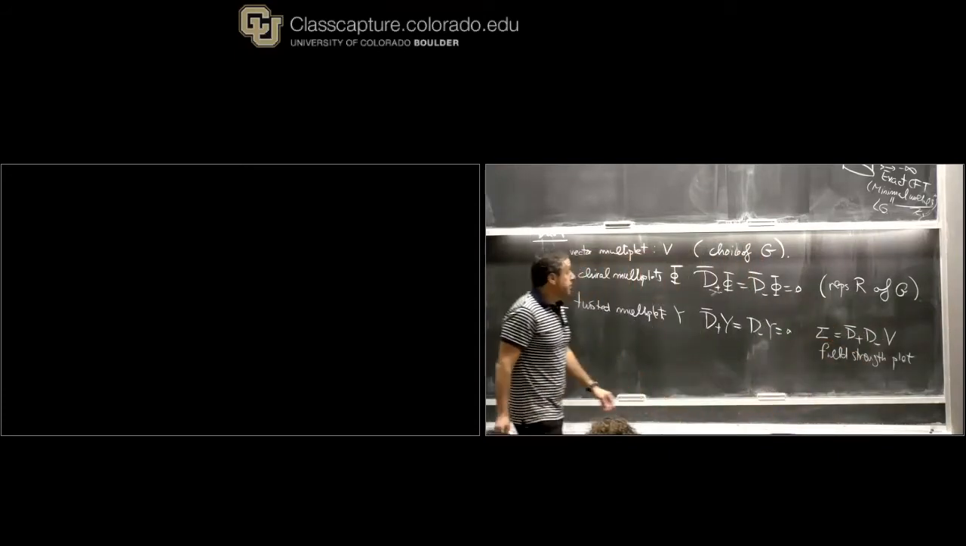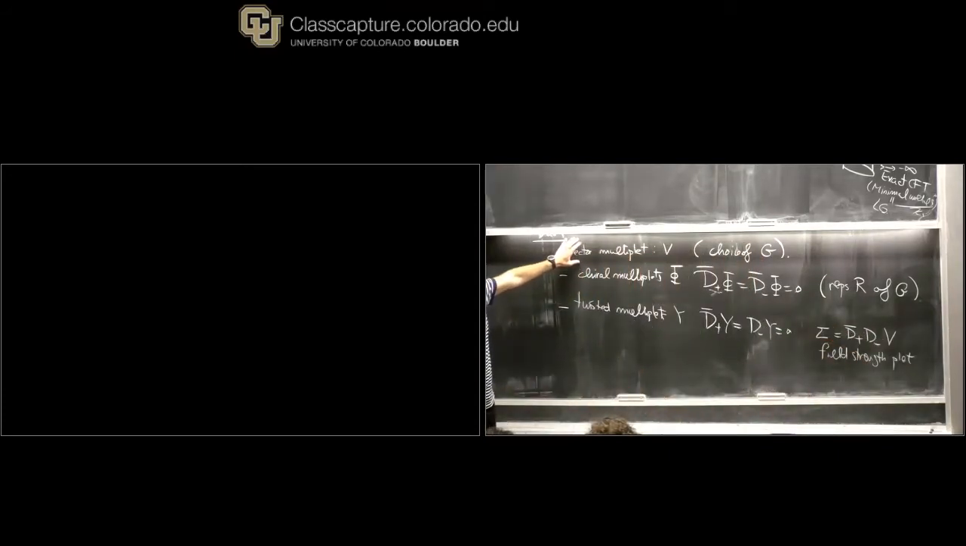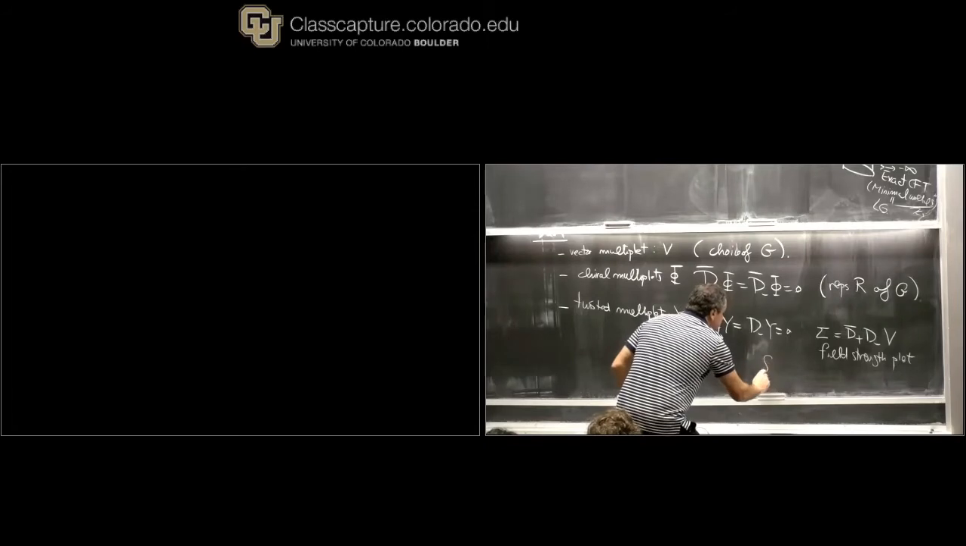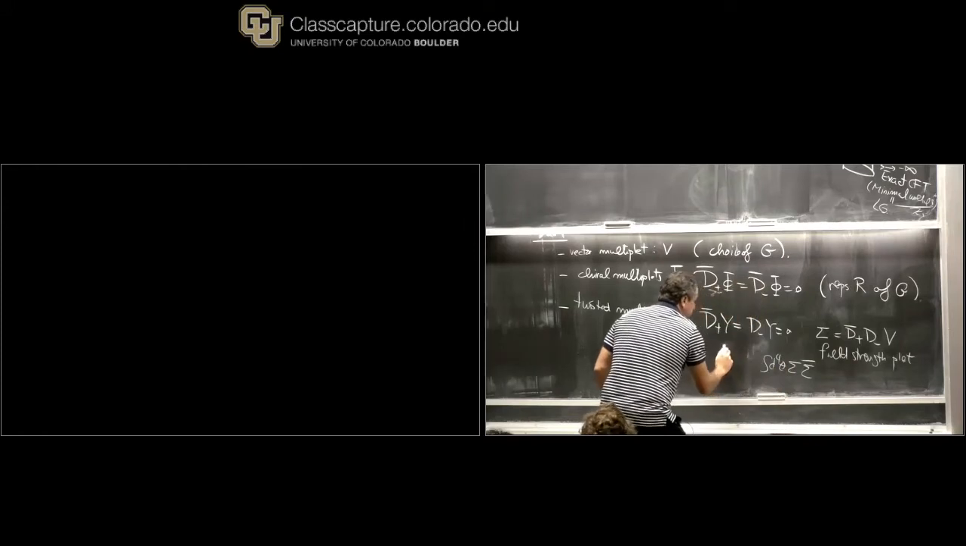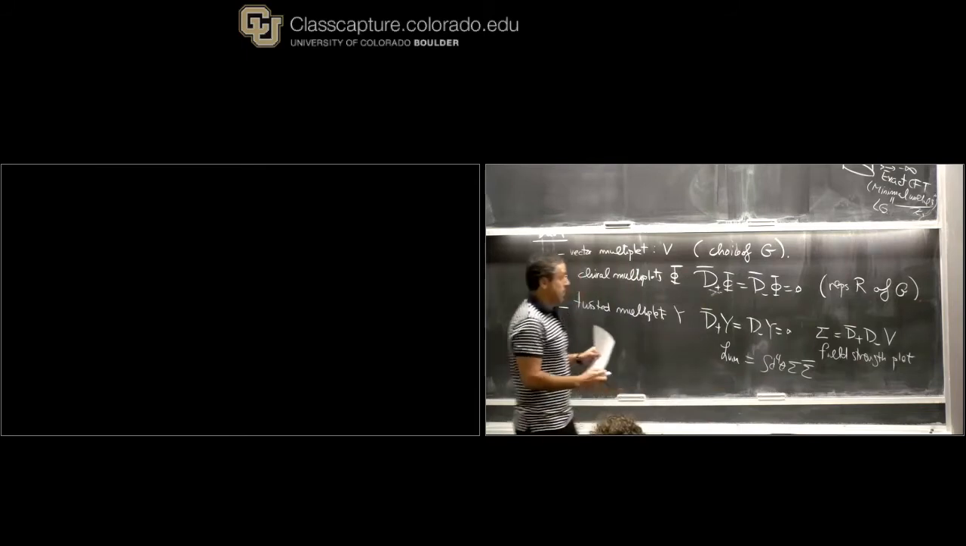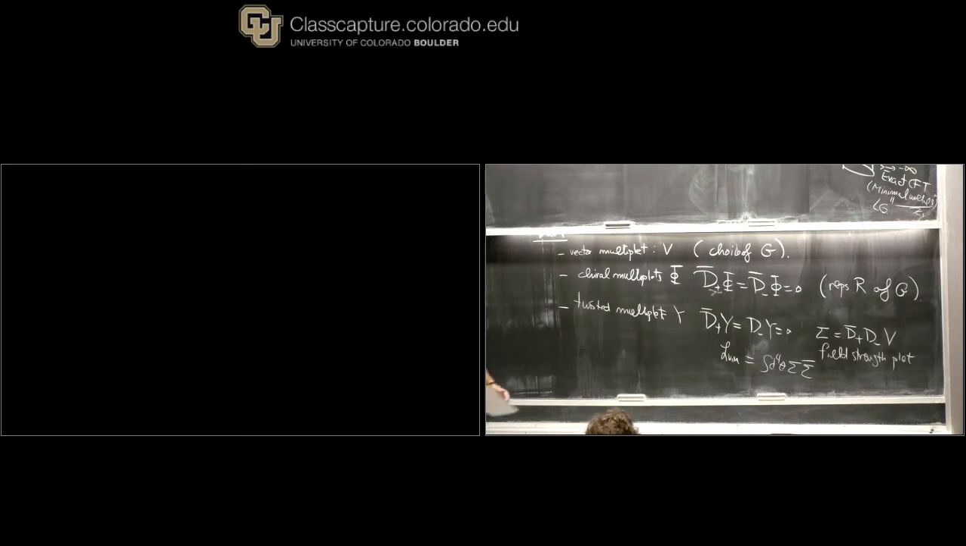And for example, if you want to write down the Yang-Mills action for a vector multiplet, you can write it very nicely in terms of this by just writing the integral d^4 theta of sigma-bar sigma. So the Lagrangian for the vector multiplet can be written in this way. This is an example of a twisted chiral multiplet that is derived from the vector multiplet.